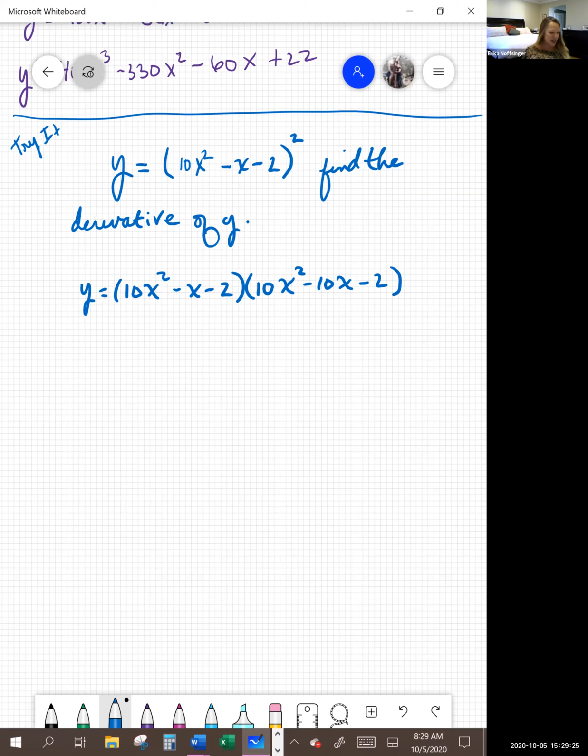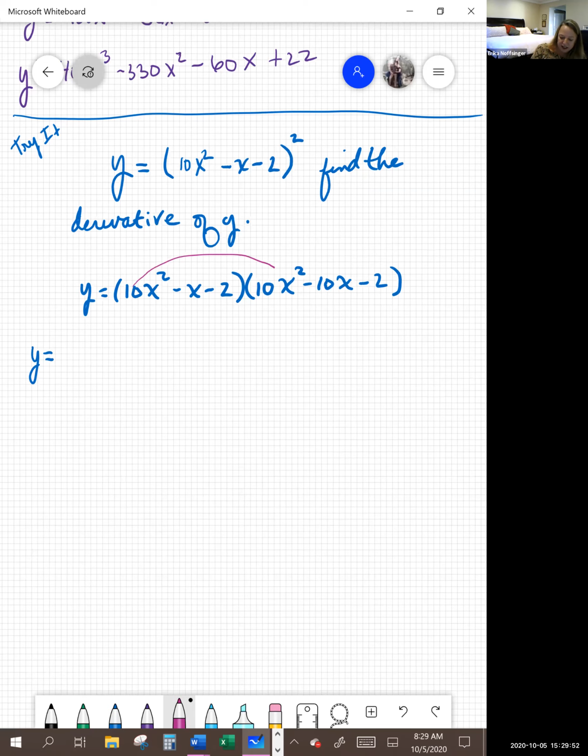Okay, so the class just tried it, different methods, and we have 4 different answers that we have come up with, and maybe some even more out there. So I did it by expanding it, and some people used the product rule. So let me expand it because I want to see where I went wrong if I did go wrong. And so let's distribute.